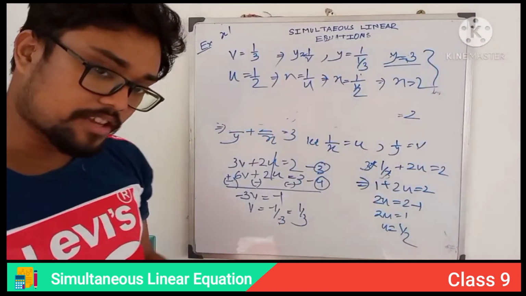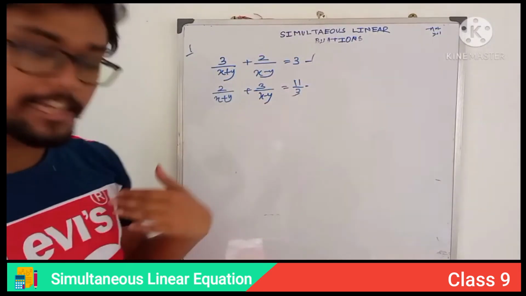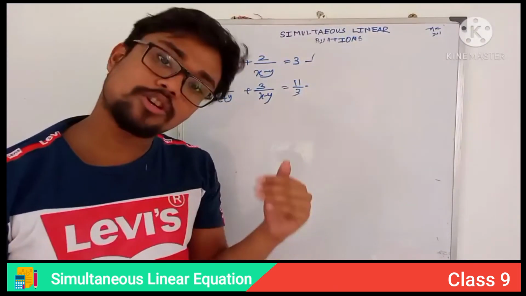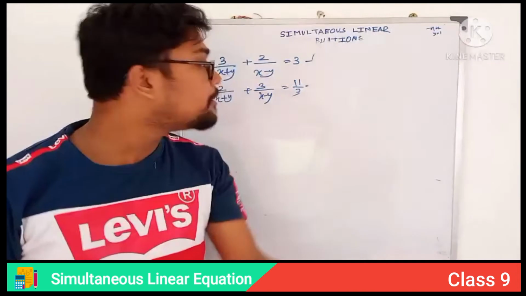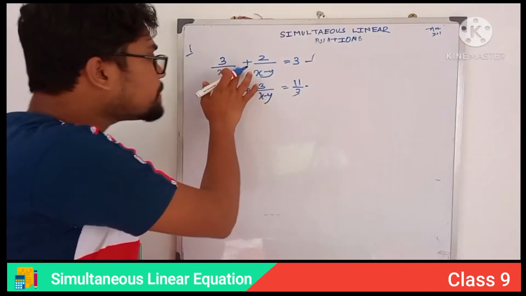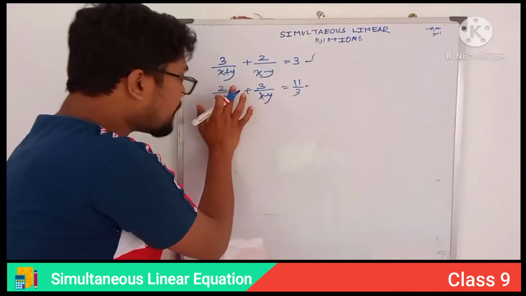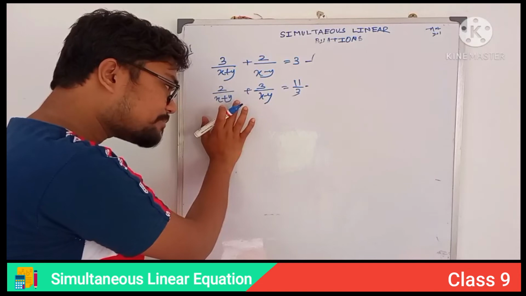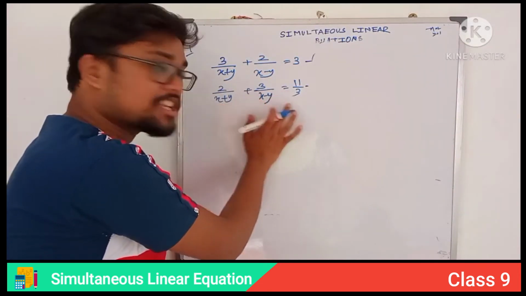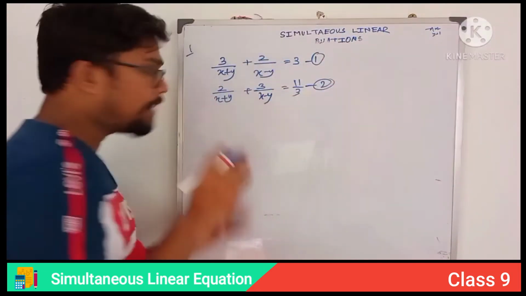Again, sorry for the interruption. This is our last problem of this class. After the next class, we will be discussing the cross multiplication method and its applications. So what is the problem? Last problem: 3 by x plus y plus 2 by x minus y equals 3, and the second equation is 2 by x plus y plus 3 by x minus y equals 11 by 3. This is equation 1 and this is equation 2.